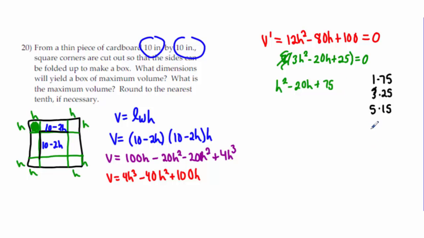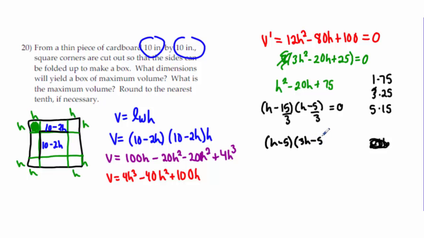So even if this was some really crazy big number, like 216, I can systematically go through and think of things to divide into it until I come up with what I need here in the middle. So this is going to be h minus 15 and h minus 5. And I'm going to divide those by what I slid by, which was a 3. So I get h minus 5 and 3h minus 5. So h is 5 and 5/3.